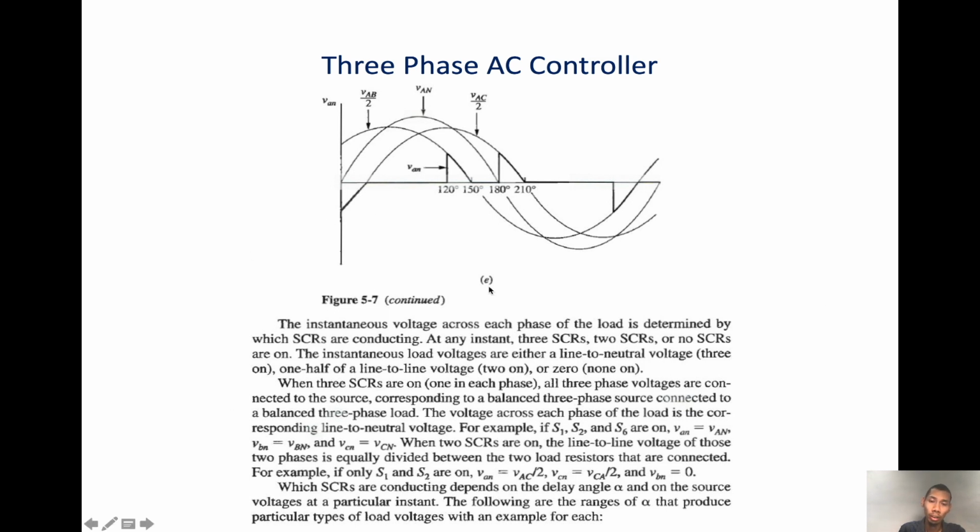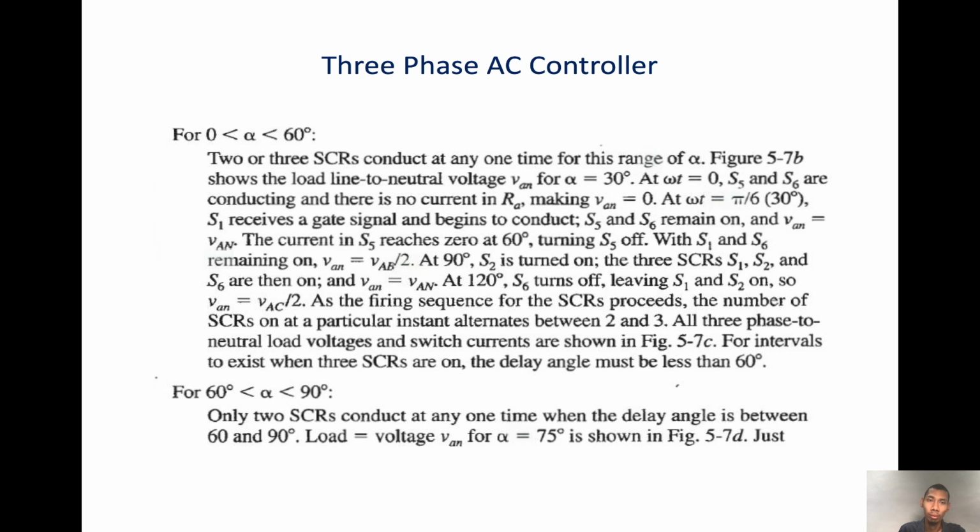Okay, this is the text you can read and try to understand. And also, this is the case I mentioned. For alpha between 0 and less than 60 degrees, at any time there can be 3 thyristors on or 2 thyristors on. Okay, you can read on your own time.